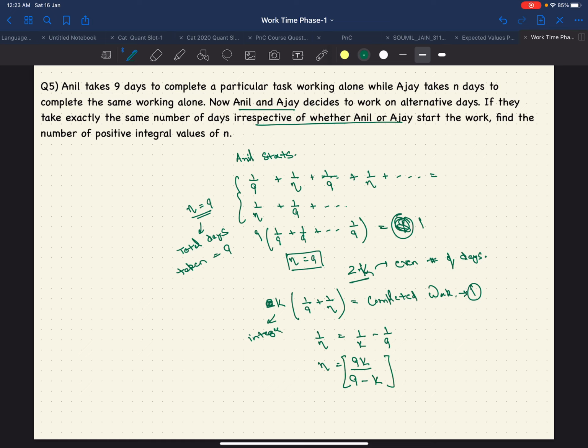Now we know that k cannot be greater than 9 because in 9 days alone Anil will anyways complete the task. So total days has to be less than 18. Okay, so now let's take different values of k and see for which value of k we are getting n as an integer, because we want positive integral values of n only. So k cannot be 1 because otherwise the whole work will be done in one day by Ajay only.